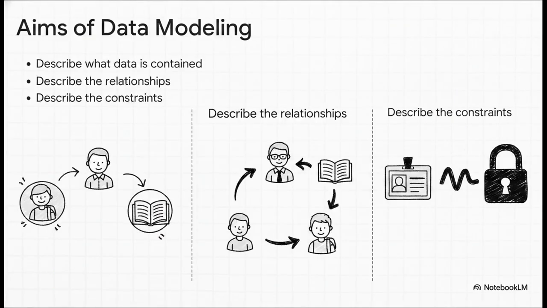So the crucial point is that this phase really has 3 main goals. First, describing what data is actually contained in the system, like students and lecturers. Second, mapping the relationships between those items, like lecturers teach courses. And third, and honestly this is probably the most important part, defining the constraints or the rules. For example, setting a rule that a student number literally cannot be blank or null. That establishes absolute data integrity right from day one.